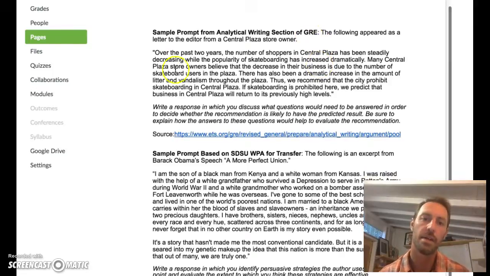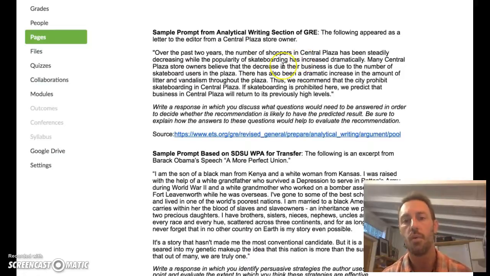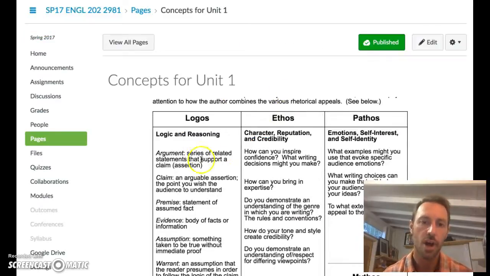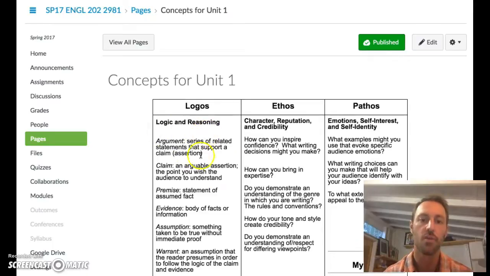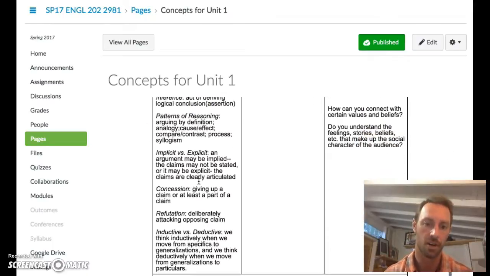What I find interesting about this example is that, number one, they want us to think negatively about skateboarders. Now, really, what I find interesting is that this example is asking us to really think logically about the argument that's being made. They say here, write a response in which you discuss what questions would need to be answered in order to decide whether the recommendation is likely to have the predicted result. And so this thinking here takes us to this row, to this real kind of logic and reasoning way of looking at an argument.